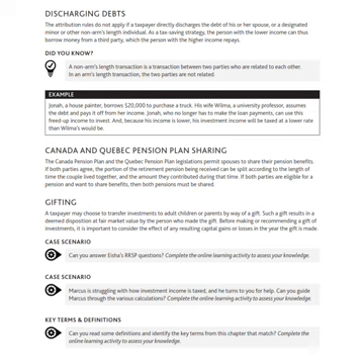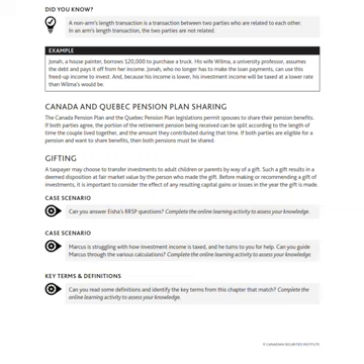Did you know a non-arm's length transaction is a transaction between two parties who are related to each other? In an arm's length transaction, the two parties are not related. Example: Jonah, a house painter, borrows $20,000 to purchase a truck. His wife, Wilma, a university professor, assumes the debt and pays it off from her income. Jonah, who no longer has to make the loan payment, can use this freed-up income to invest. And because his income is lower, this investment income will be taxed at a lower rate than Wilma's would be.